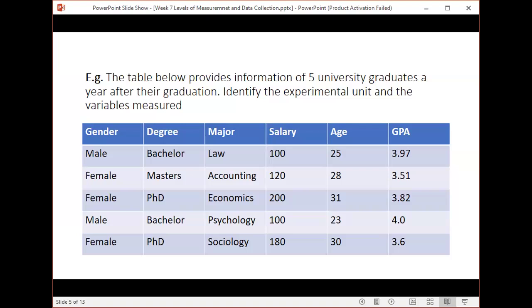Are you following? GPA is obvious. It has the decimals already. So we can tell that it's a continuous variable, a quantitative variable as well.